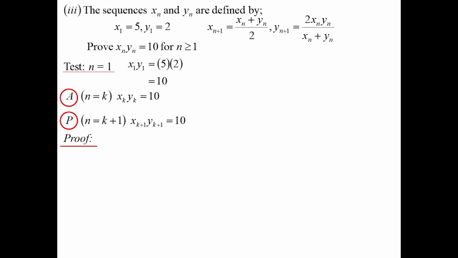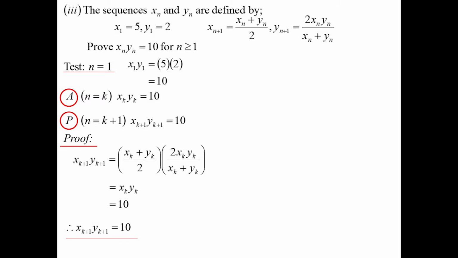Going to start with our recursive formula. So x_{k+1} y_{k+1} will be those two things multiplied together. And you'll see that actually what looks very interesting is actually very boring. The x_k plus y_k cancels, the 2 cancels. Oh, what do you know? There you go. Oh, it's always 10 there. Okay. So, all right, that one works.